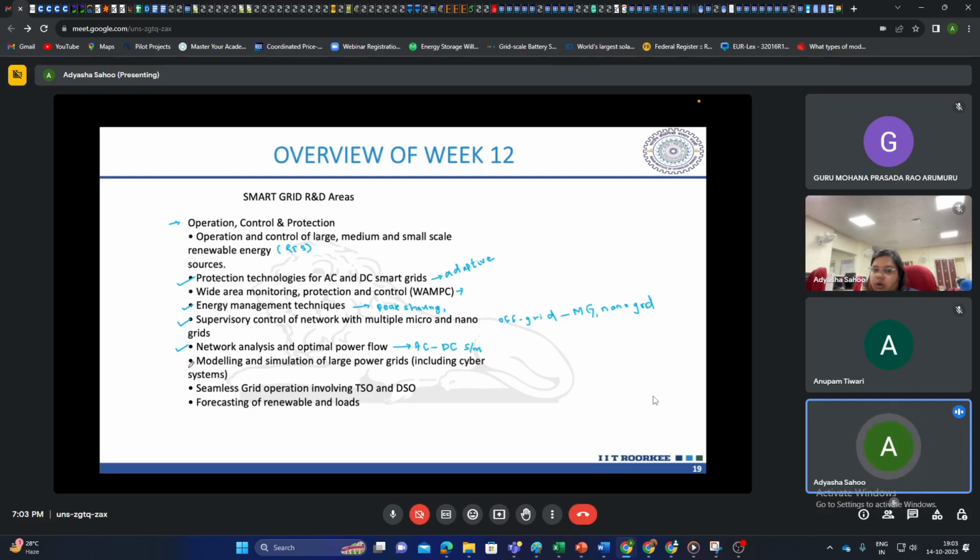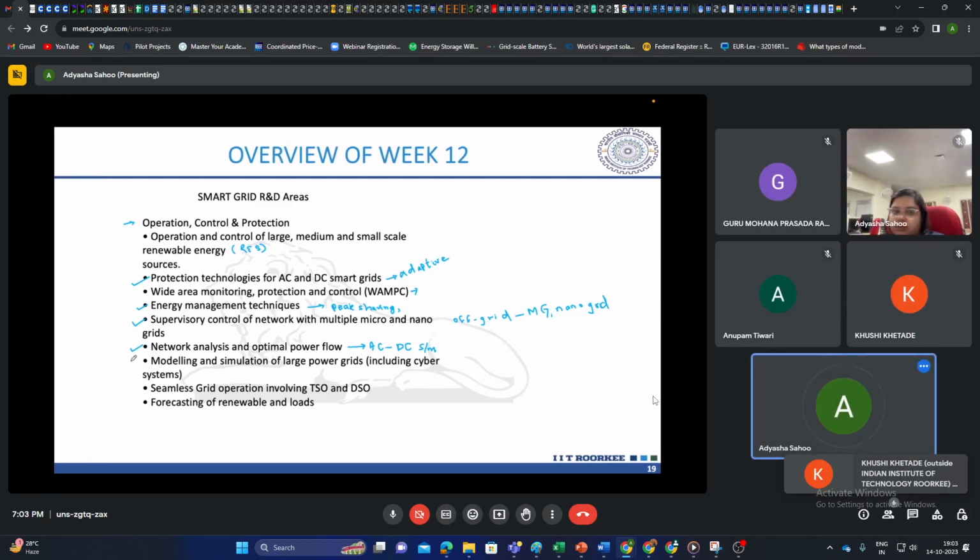Then we need the modeling and simulation of large power grids, including the cyber systems. So we had studied that because of this smart grid, with the physical layer, we are adding a communication layer. So there may be attacks on this communication layer to threaten the operation of our power system. So here we had studied various types of attacks such as false data injection attack, man in the middle attack, denial of service. So we need to develop a robust communication infrastructure also for the operation of our smart grid.